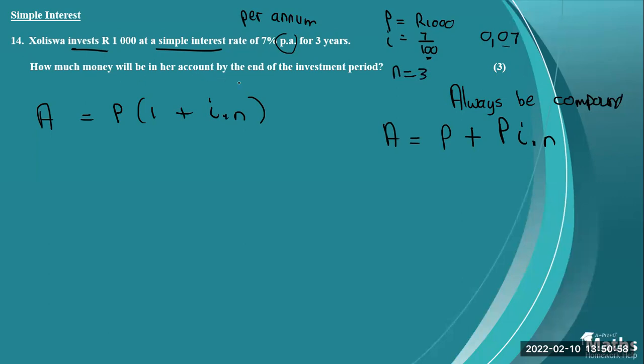How much money will be in her account by the end of the period? Let's work it out. It's going to be 1,000 Rand. The interest rate is 7 over 100, and we're going to multiply it by 3. Right, so let's work it out. Okay, so on the calculator, it's 1,000. Open up the bracket, then it's 1 plus. And with this one, you must make use of the fraction symbol. So please do it with me. I'm also doing it now. 7 over 100. Then you take the cursor up, times 3, close the bracket.